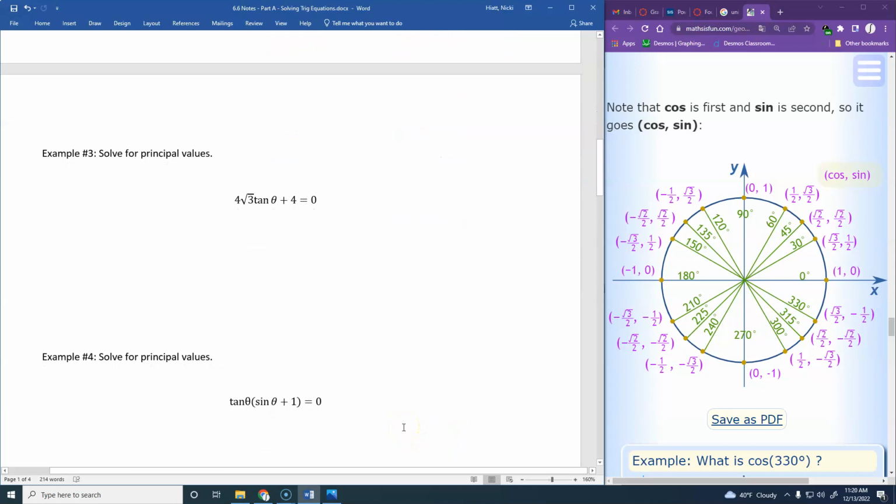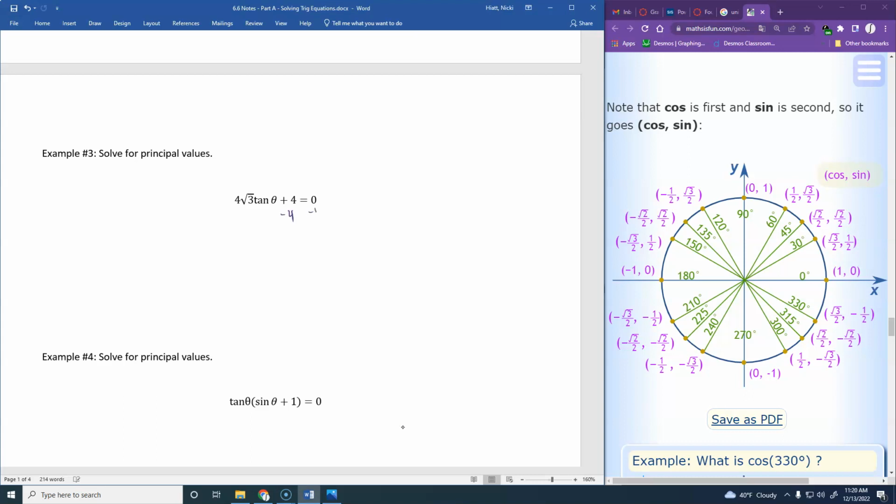All right. Okay, the next one, it looks a little more complicated. And it is going to be a little more complicated, but the main reason it's more complicated is because we're dealing with tangent instead of sine and cosine. Tangent is not on our unit circle, right? We're going to have to think a little harder to figure out what this is. But we still want to get that tangent by itself.